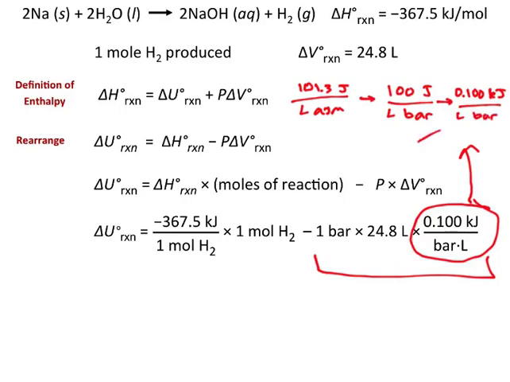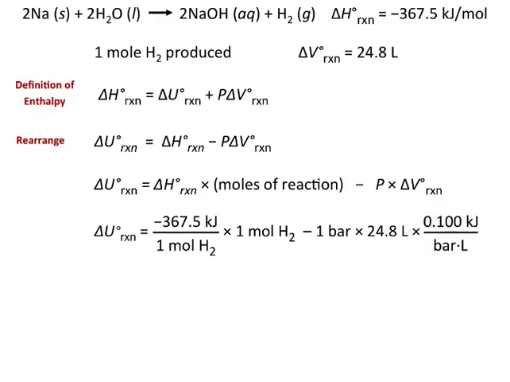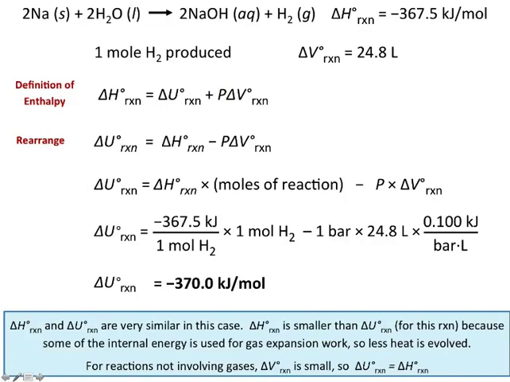And so now we're using it in the equation down here. Okay, so now that we've explained all of those points, we can calculate this, and we get negative 370 kilojoules per mole for delta U. So delta H is negative 367.5, delta U is negative 370.